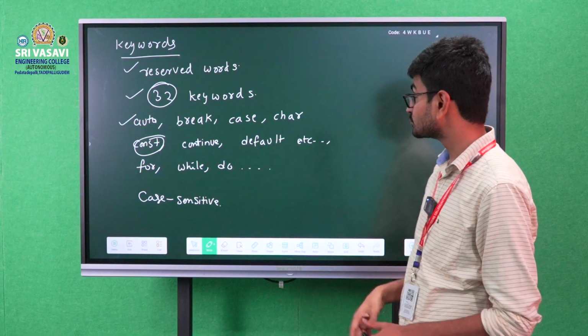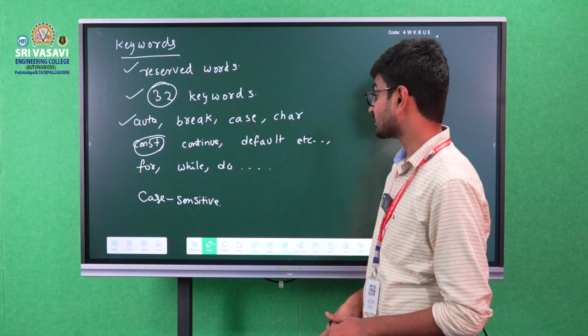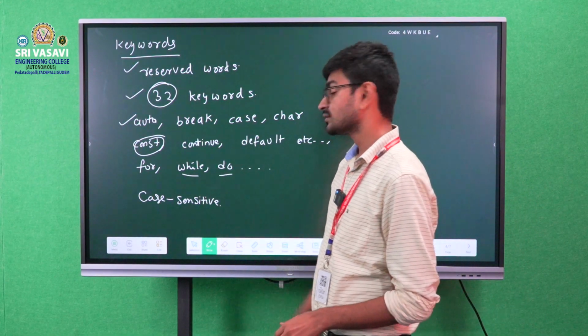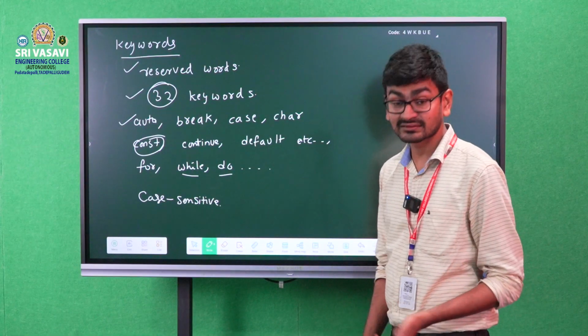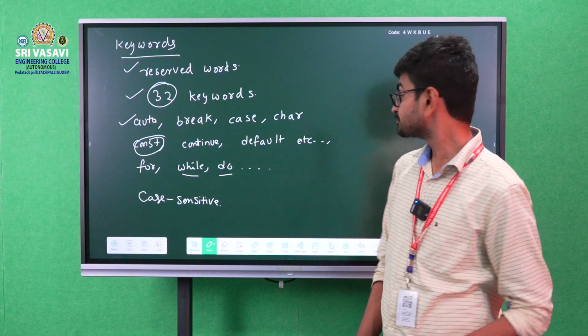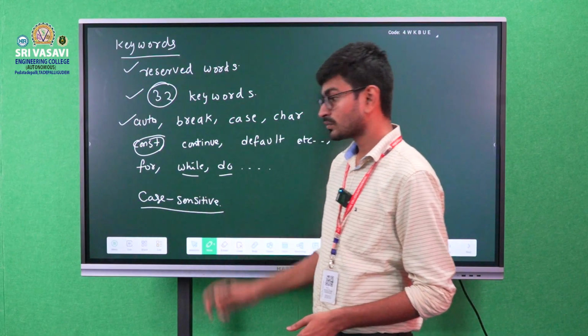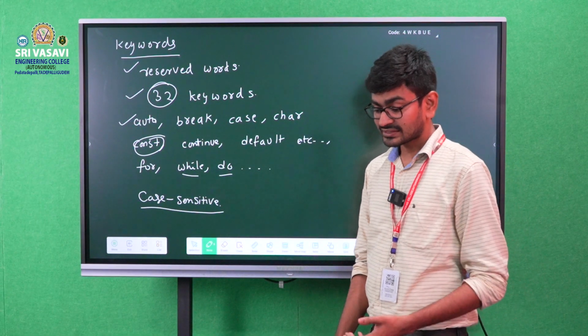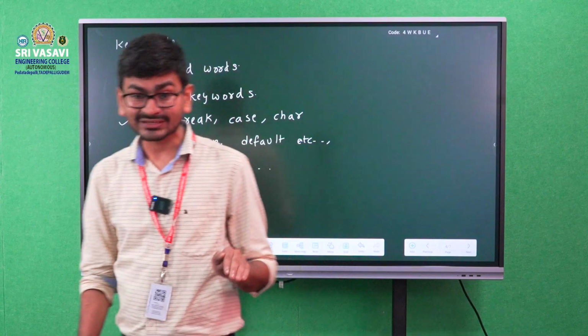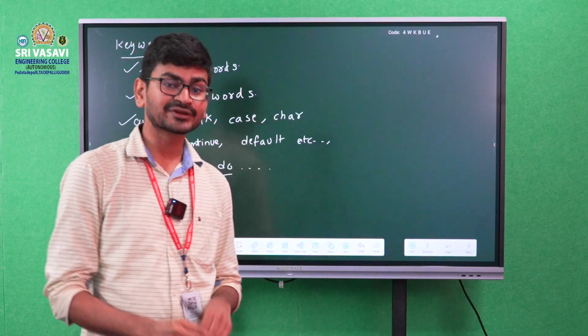Now when it comes to other keywords like while and do while, these are also loops, which we will see in unit number 2. There are 32 keywords and these are case sensitive. What do you mean by case sensitive? Case sensitive means your lowercase letters and uppercase letters will be treated differently.